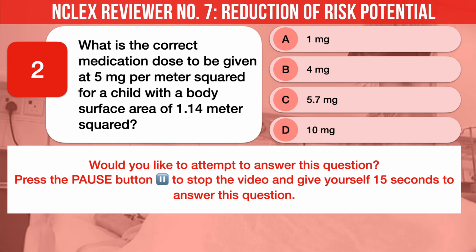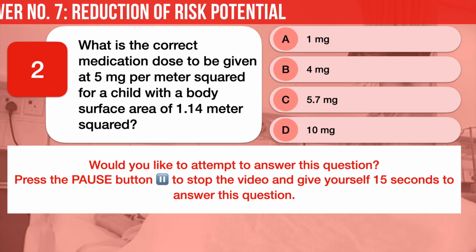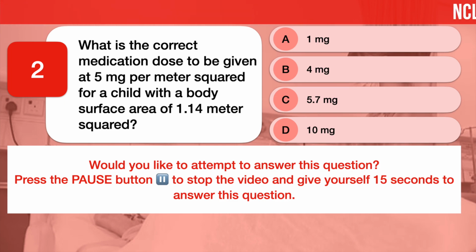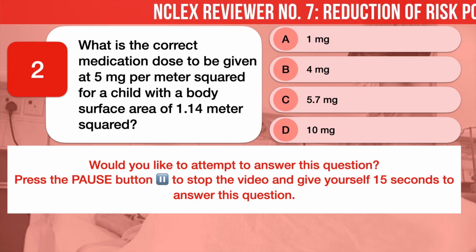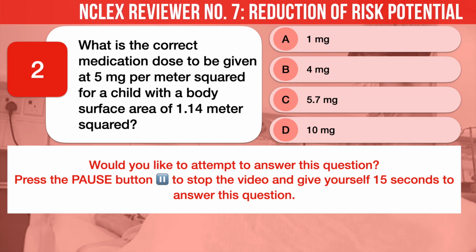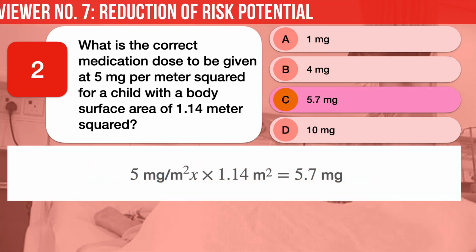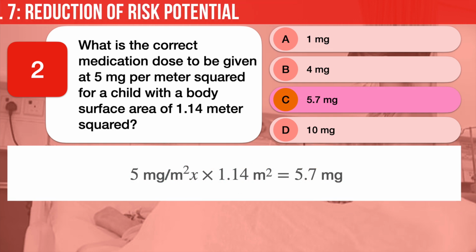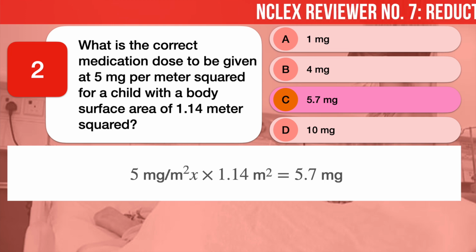Question number 2. What is the correct medication dose to be given at 5 mg per meter squared for a child with a body surface area of 1.14 meters squared? A. 1 mg. B. 4 mg. C. 5.7 mg. D. 10 mg. The correct answer is C. 5.7 mg. 5 mg per square meter times 1.14 square meter equals 5.7 mg total dose.